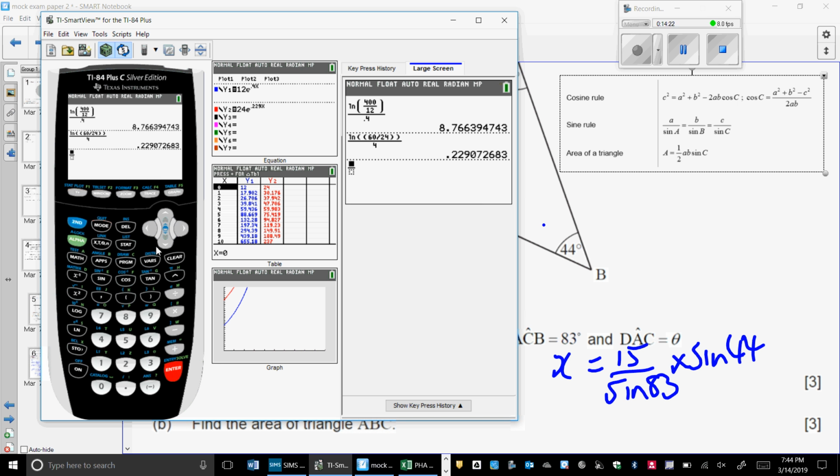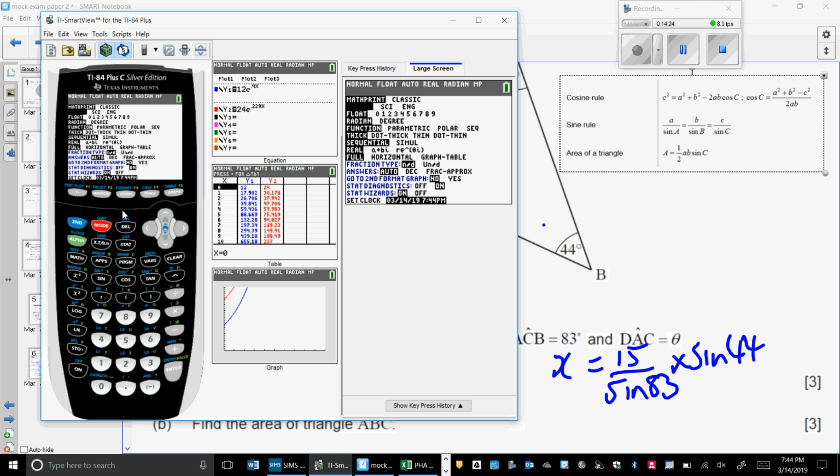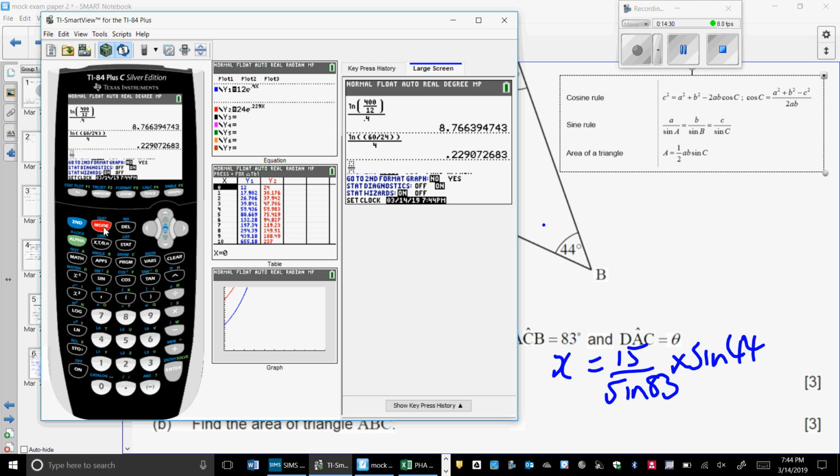Oh, we're in degrees. Let me just check the mode actually. In radians. So 15 over sine 83 multiplied by sine 44. There we go.